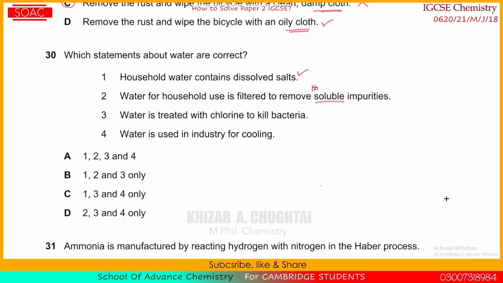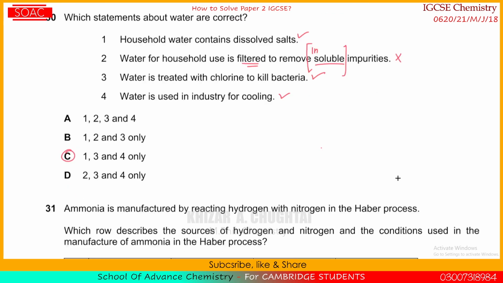Basically, insoluble impurities are separated by filtration. So it is incorrect. What is treated with chlorine to kill bacteria? Yes, it is true. What is used in industry for cooling? Yes, this is also true. So 134 only. C is the correct option.